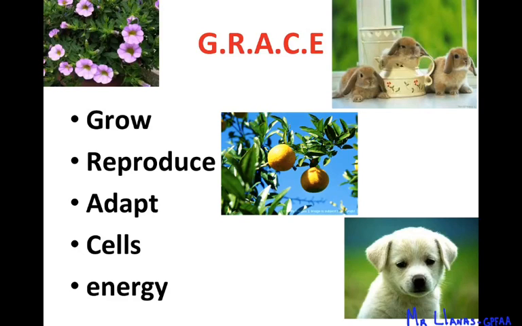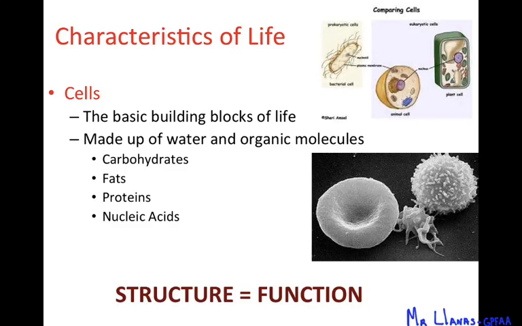Remember that in order for an organism to be considered living, it needs GRACE, right? We said GRACE. It needs to grow. It needs to reproduce. It needs to adapt. More importantly, it needs to have cells. It needs to be made up of cells, and it needs to be able to either produce or utilize energy. All right, so we talked about this in class, and we went into a lot more detail on each letter, but this is the review. Growth. It needs to grow, reproduce, adapt. It needs to have cells, and it needs to be able to produce or use energy.